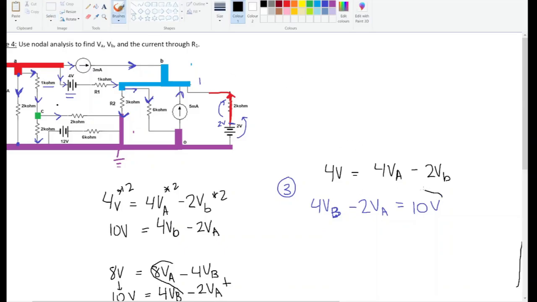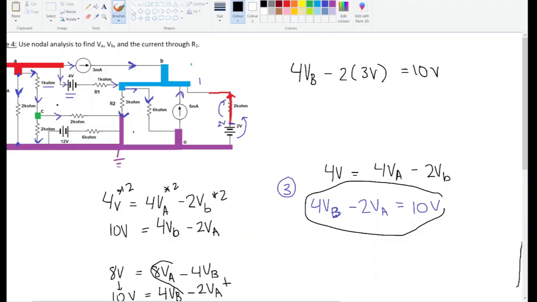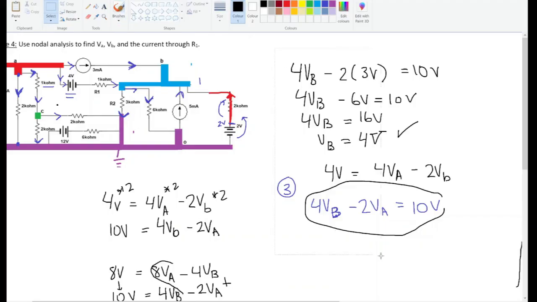You just need to use one of these equations to find out what VB is going to be. So let's use this one. So 4VB minus 2VA, which happens to be 3 volts, is equal to 10 volts. So it's 4VB minus 6 volts is equal to 10 volts. Then 4VB is equal to 16 volts. And then VB is equal to 4 volts. So that's good. Then the current through R1, let's find out.